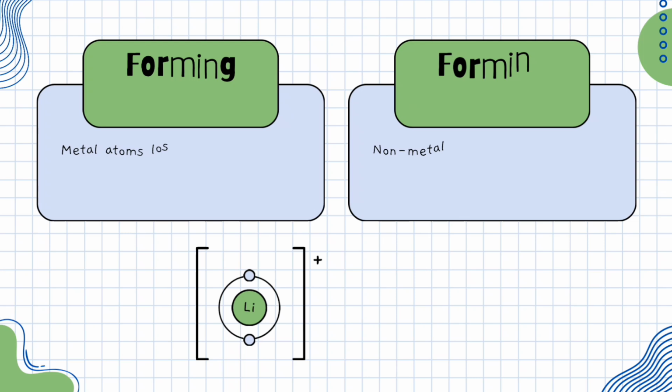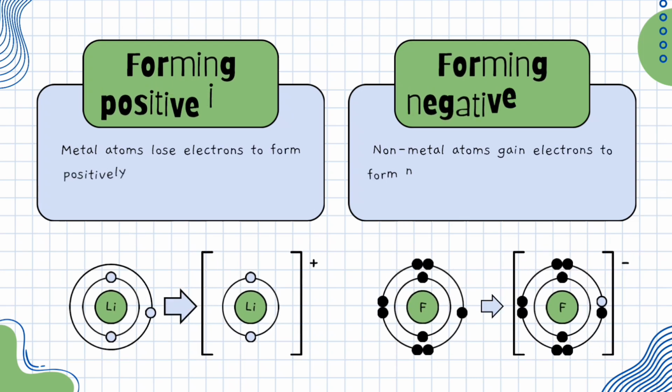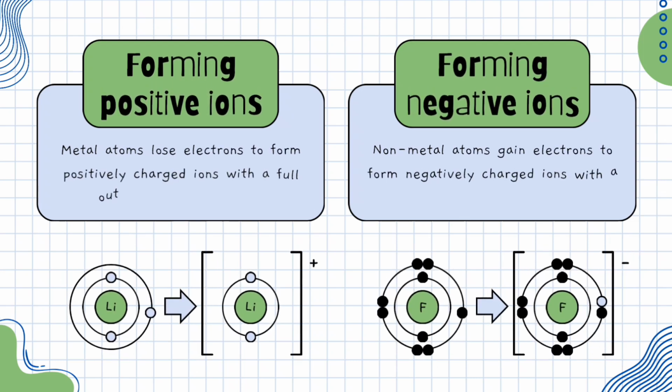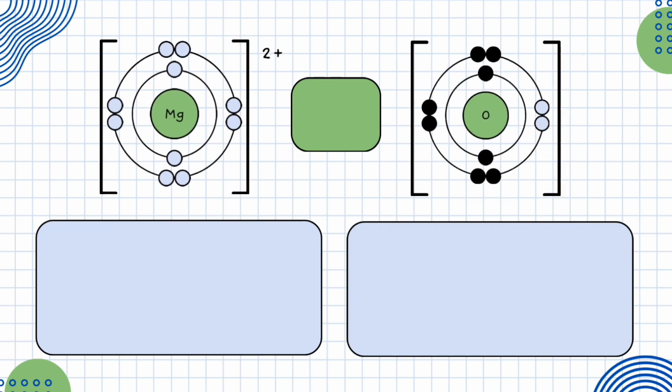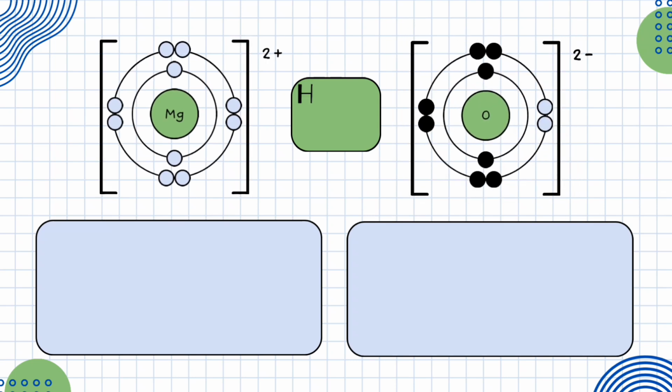Now we will study how ionic bonds help in forming positive and negative ions. Positive ions: metal atoms lose electrons to form positively charged ions with a full outer shell of electrons. Negative ions: non-metal atoms gain electrons to form negatively charged ions with a full outer shell of electrons. Now we will study which groups lose electrons and which groups gain electrons.